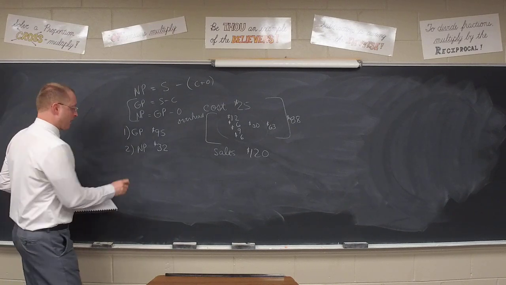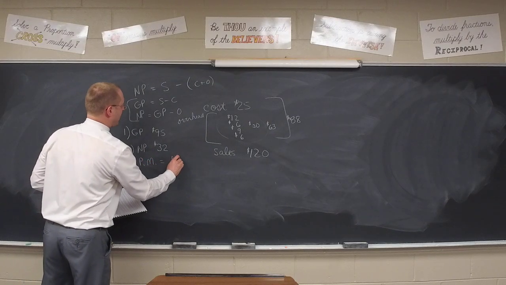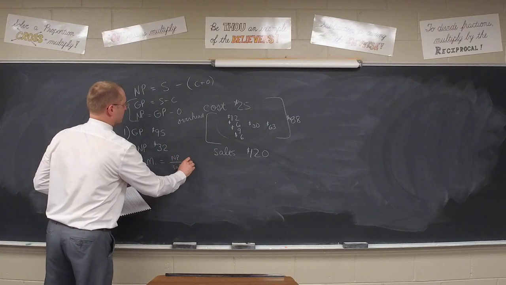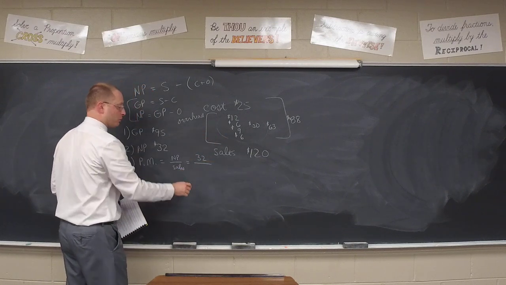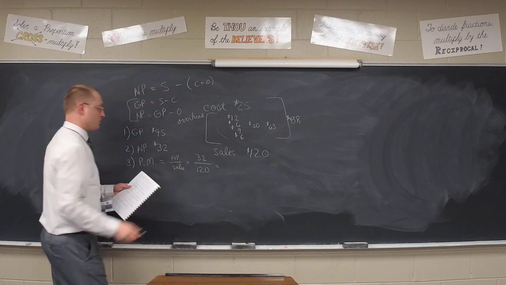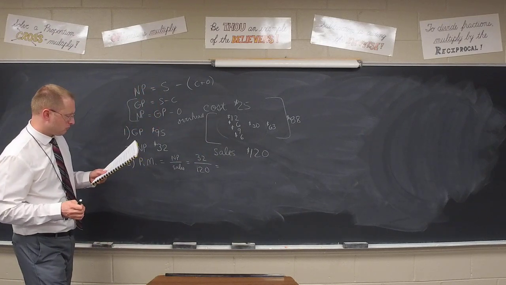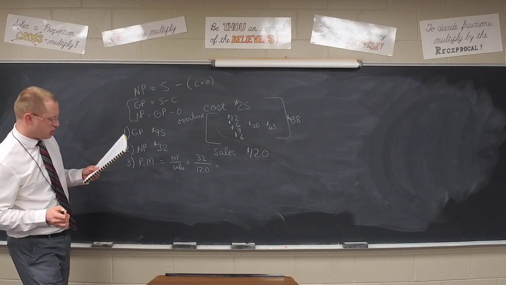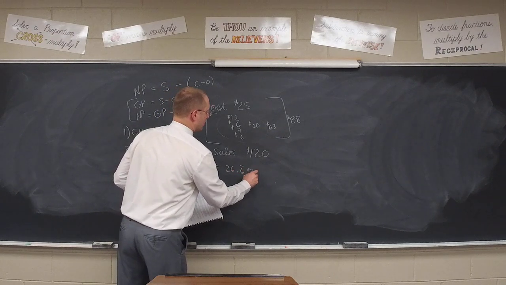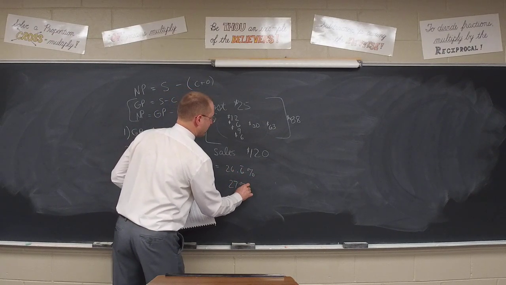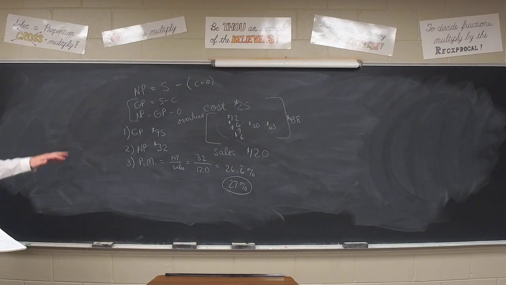All right, and then finally is profit margin. Well, remember, profit margin is always net profit over sales. His net profit was $32. His sales were $120. And so if we divide 32 by 120, we should get, I've got here 26.6 repeating percent. Most of you probably rounded to 27% profit margin. And it's a little lower than he would have liked.